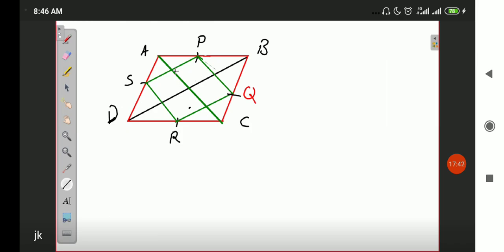Secondly, let us name this point as O, this point as M, and this point as N. Okay, this here is M, this here is N. Now, in quadrilateral PMON, what is happening here is that line AC is parallel to PQ, therefore line MO will be parallel to PN.